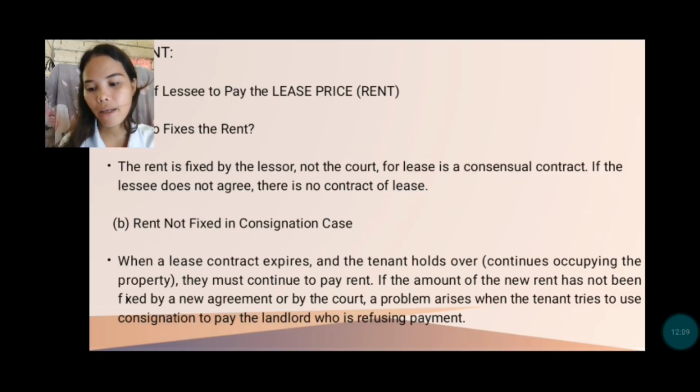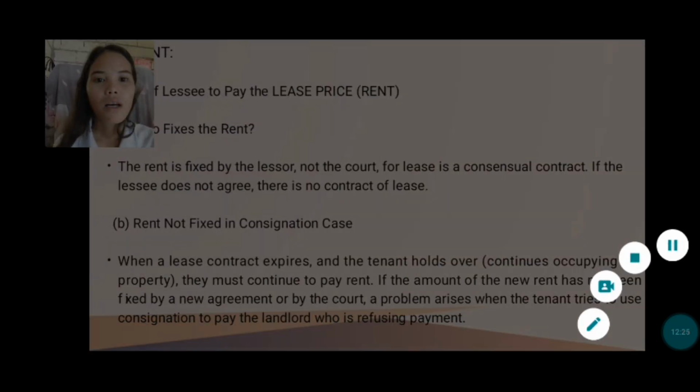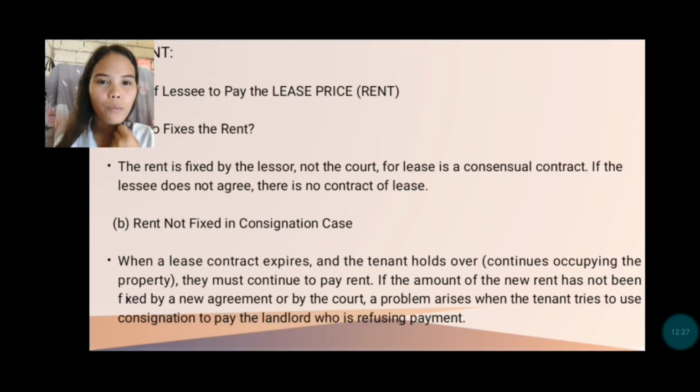Comment. Duty of lessee to pay the lease price or rent. Who fixes the rent? The rent is fixed by the parties, not the court, for this is a consensual contract. If the lessee does not agree, there is no contract of lease. Rent, B. Rent not fixed in consignation case.